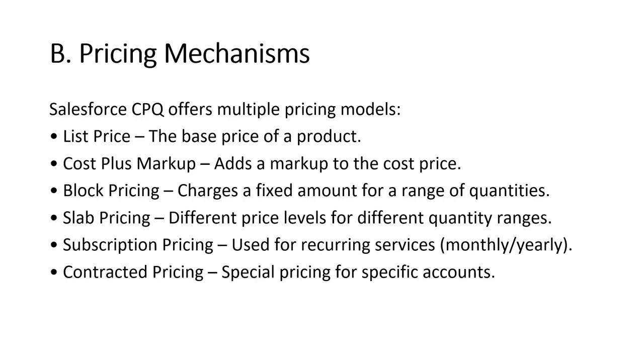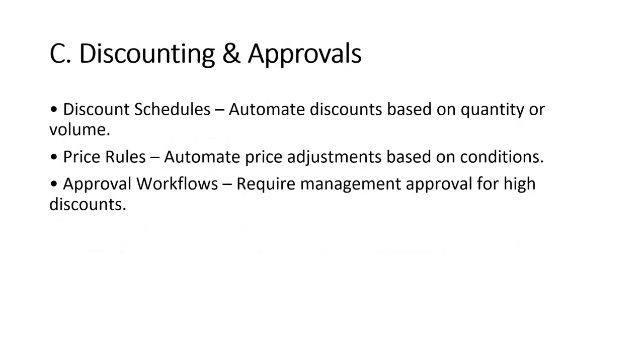Now the pricing mechanism. Salesforce CPQ offers multiple pricing models. List price is the base price of a product. Cost plus markup adds a markup to the cost price. Block pricing charges a fixed amount for a range of quantities. Slab pricing has different pricing levels for different quantity ranges. Subscription pricing is used for recurring services, monthly or yearly. Contracted pricing is special pricing for specific accounts.